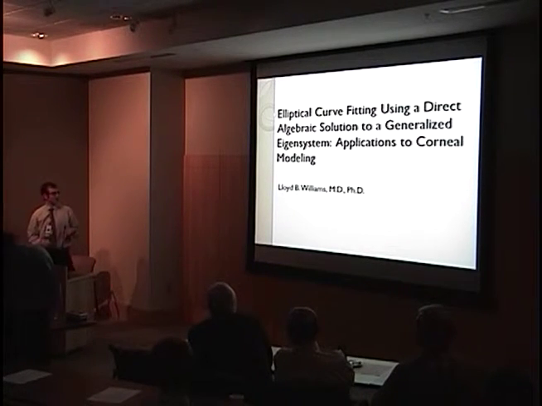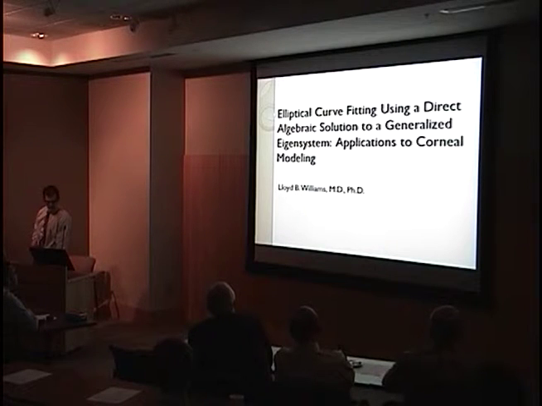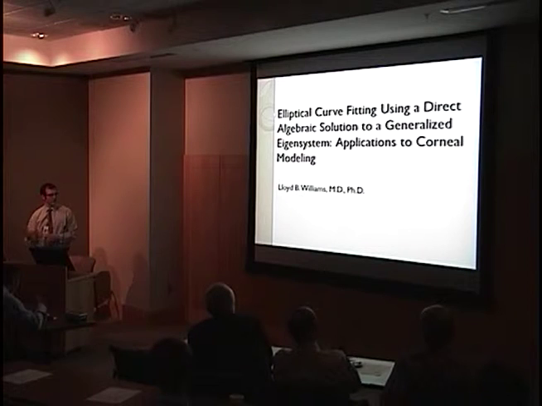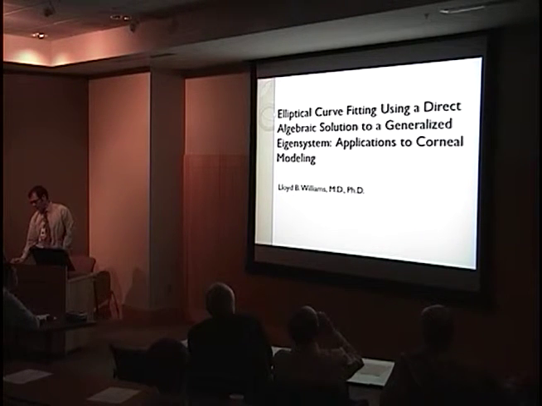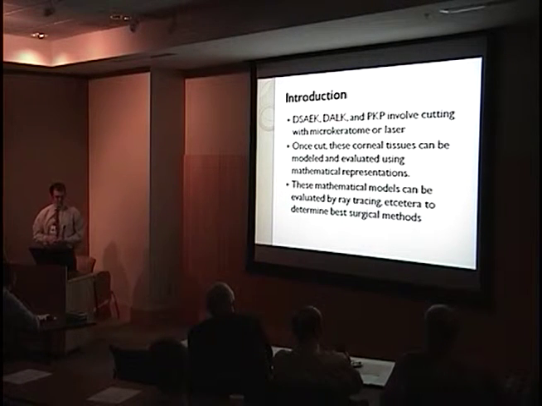We all know what elliptical curve fitting is. We all remember probably what algebra is. And a generalized eigensystem is just a system where all the vectors are multiplied by things which do not change their direction. What I'm going to talk about is making elliptical models out of data from corneal samples and then applying those models to learn things about what's going on with surgical stuff.